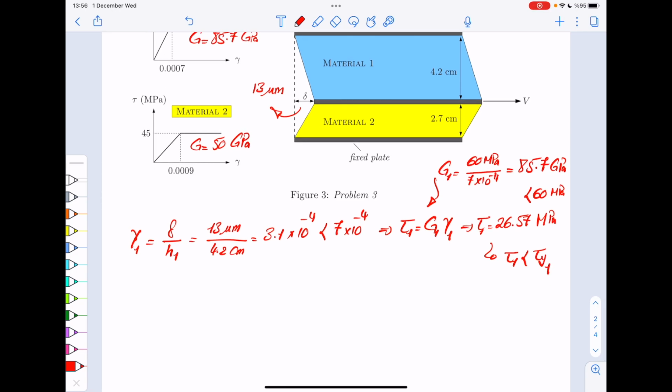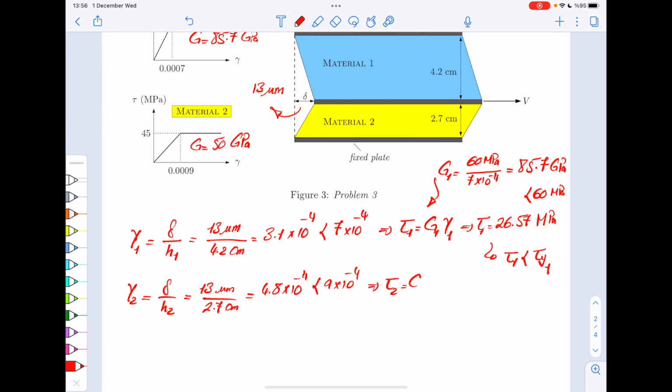Now we repeat exactly the same thing for the second material. So gamma 2, the shear strain in the second one, would be delta divided by H2. That would be 13 micrometers divided by 2.7 centimeters. Now that gives you 4.8 times 10 to the minus 4, which is also less than 9 times 10 to the minus 4. So that's that. So we expect our tau 2, which is G2 times gamma 2. And now G2, we know it's 50 gigapascal.